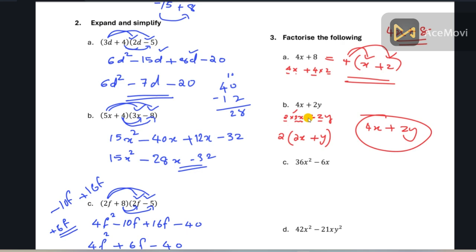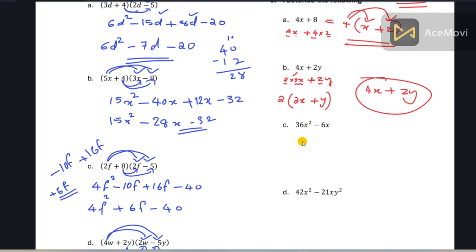Then 36x square minus 6x. 36x square minus 6x. First, 36 and 6. Which number is common? 36 means we can write 6 times 6, and the second is 1 times 6. So 6 is common, so we can take out 6. Okay, one more variable is also common, because x square means what? x times x, and here it's only 1x, so we can take x out also.